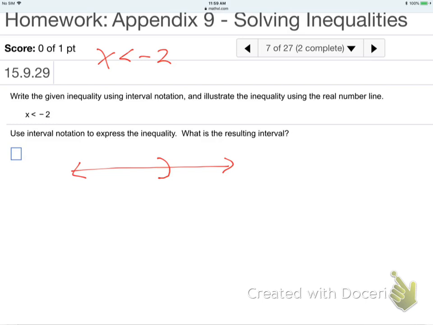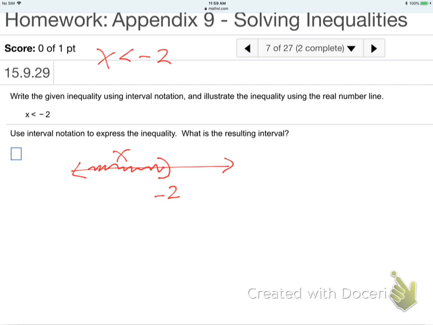Okay, so -2, and the shading is left. Why? Because x is less. Less means left, doesn't it? Right? Lesser numbers are to the left, right? -3, -4, -5 to the left. Good so far? And the parenthesis, why parenthesis instead of bracket?